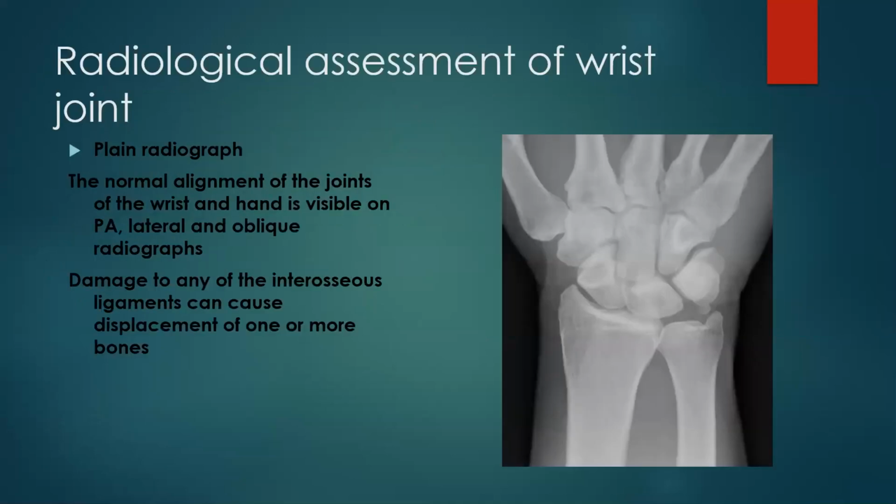Radiological assessment of the wrist joint. Plain radiograph. The normal alignment of the joints of the wrist and the hand is visible on the PA, lateral, and oblique radiographs. Damage to any of the interosseous ligaments can cause displacement of 1 or more bones.